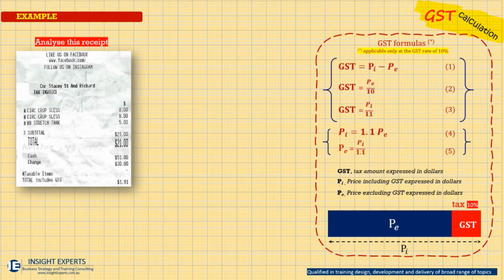Now here is another example of a receipt showing 3 items with the customer paying $21 in total, which includes GST. The GST amount is $1.91. So please feel free to pause this video and give it a go yourself. Otherwise, you can just follow me on this silent journey as I do the calculation. Let's go.